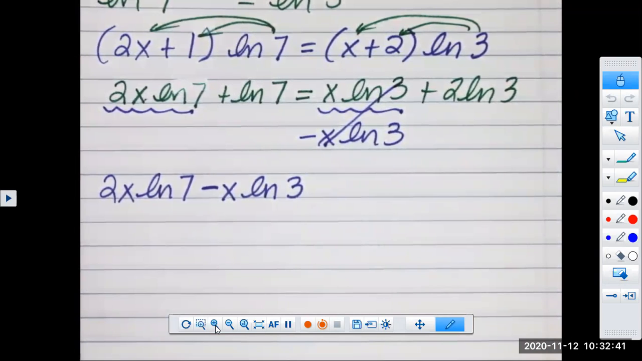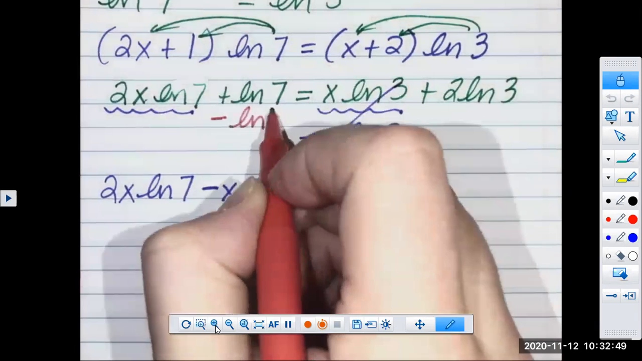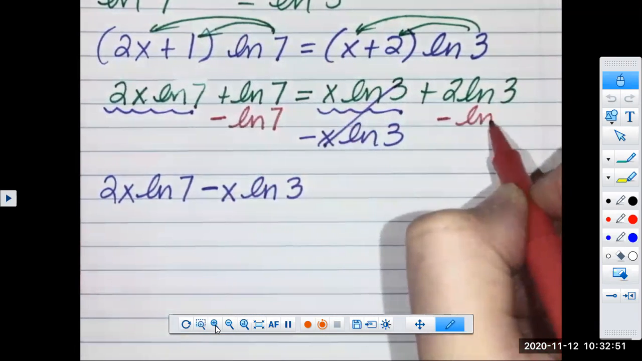So get your variables on one side and move all of your constants to the other. So in that same step, I'm going to move this natural log 7, which is just a constant, I'm going to move it to the right side.